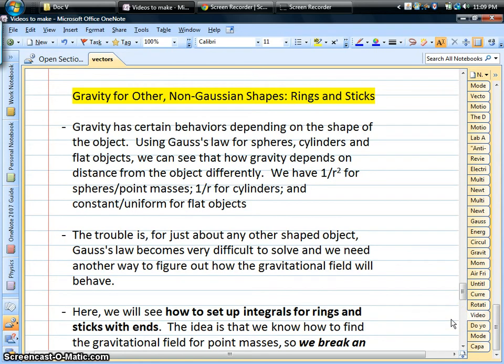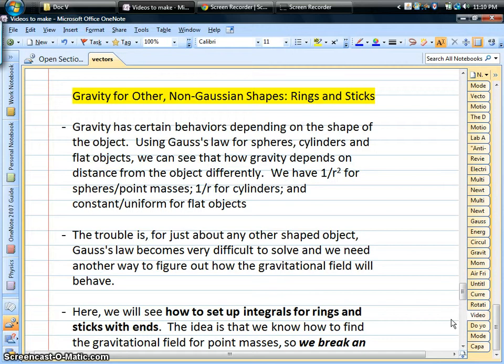Okay, we're back and we're doing some mechanics. We're going to do some gravity, and in particular, we're going to do some strange shapes. We're going to do rings and sticks. And these are definitely different from planets or stars that we generally talk about, or point masses, where we just figure out the force of gravity using Newton's law.